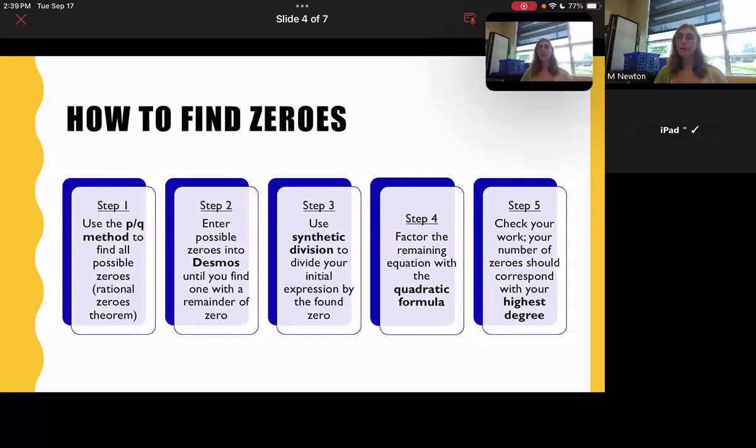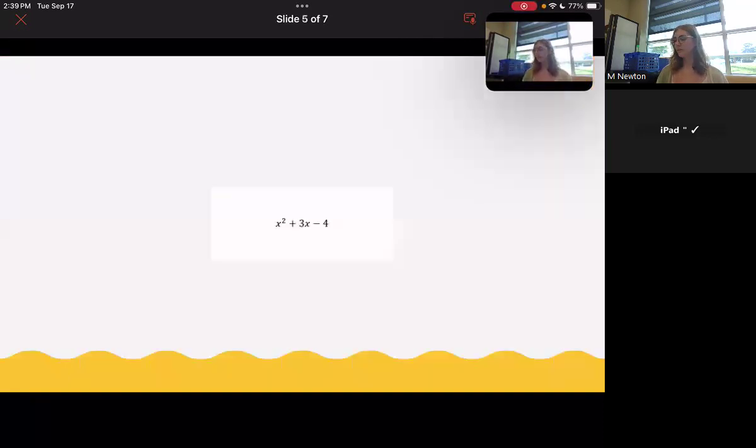You can also check your work if you want. Your number of zeros should correspond with your highest degree. So if your highest degree is 3, you should have 3 zeros. If it's 2, you should have 2 zeros, etc.